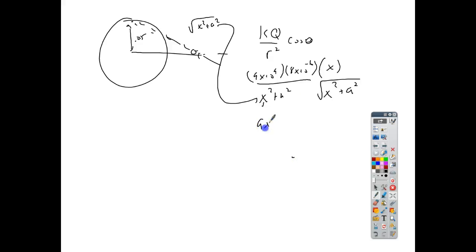Rewritten, I get 9 times 10 to the 9th times 8 times 10 to the negative 6 times the distance in the x direction, divided by, in this case, x squared plus a squared. A is the width of the ring, so that's just 0.05 squared. The whole thing's to the 3/2 power. Now I'm just going to plunk in the x and solve this problem.